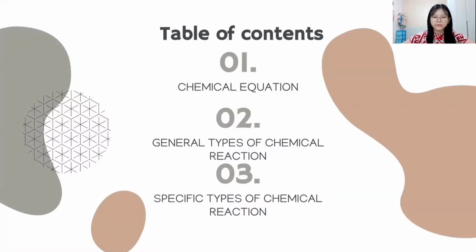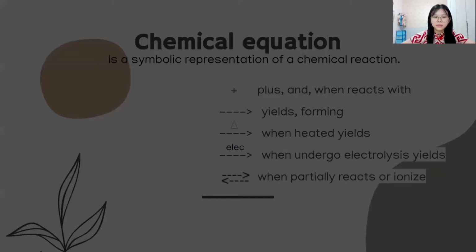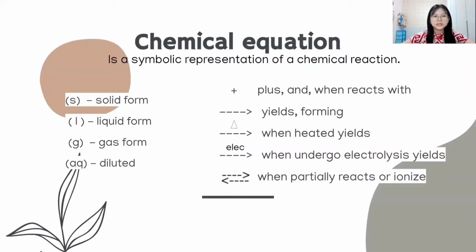Number 1, we have the chemical equation. Number 2, the general types of chemical reaction. And the third is the specific types of chemical reaction. Okay, starting with number 1, the chemical equation. The chemical equation is a symbolic representation of a chemical reaction.